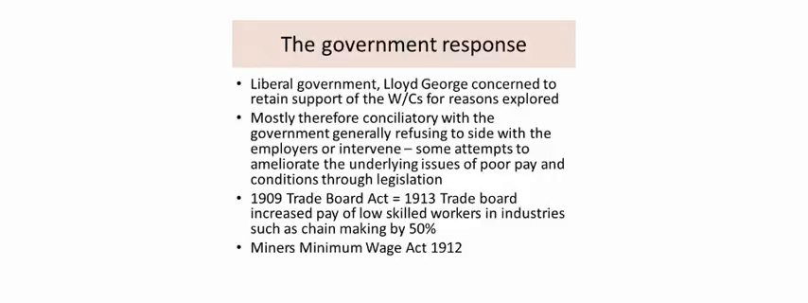So, for example, there's the 1909 Trade Boards Act, and by 1913 the trade boards reported that there should be an increase in pay of 50% for low-paid workers in sweated industries, such as chain making. By raising that salary, they are less likely to strike, there's less likely to be violence, and so on. Miners get the minimum wage in 1912 by the government making an act telling a private company how much they should pay their workers by law, which is a big deal.